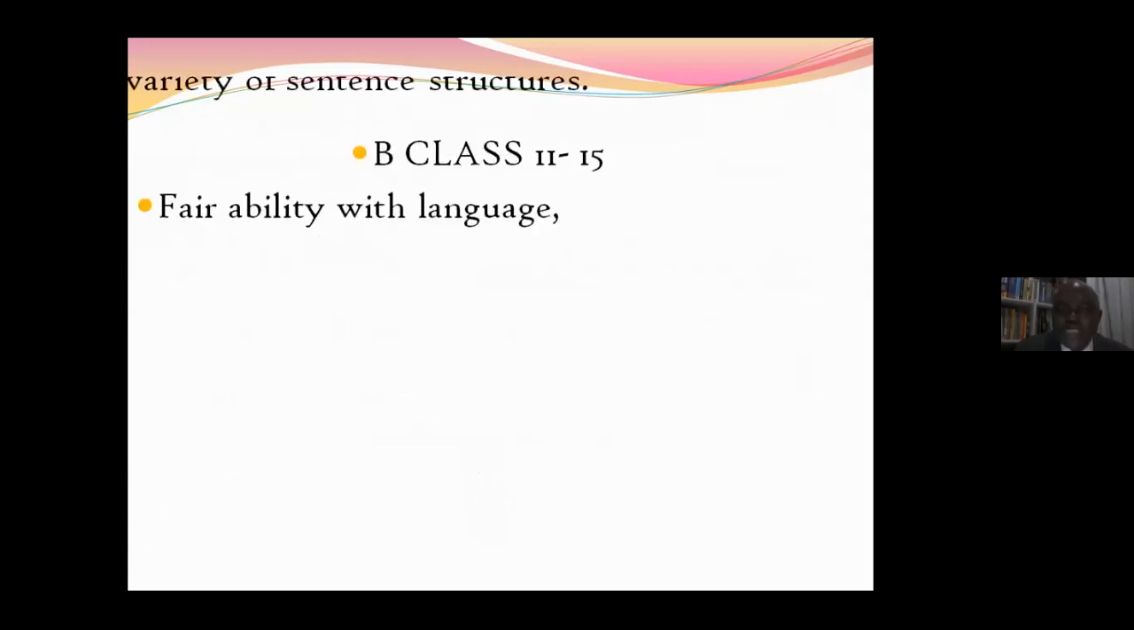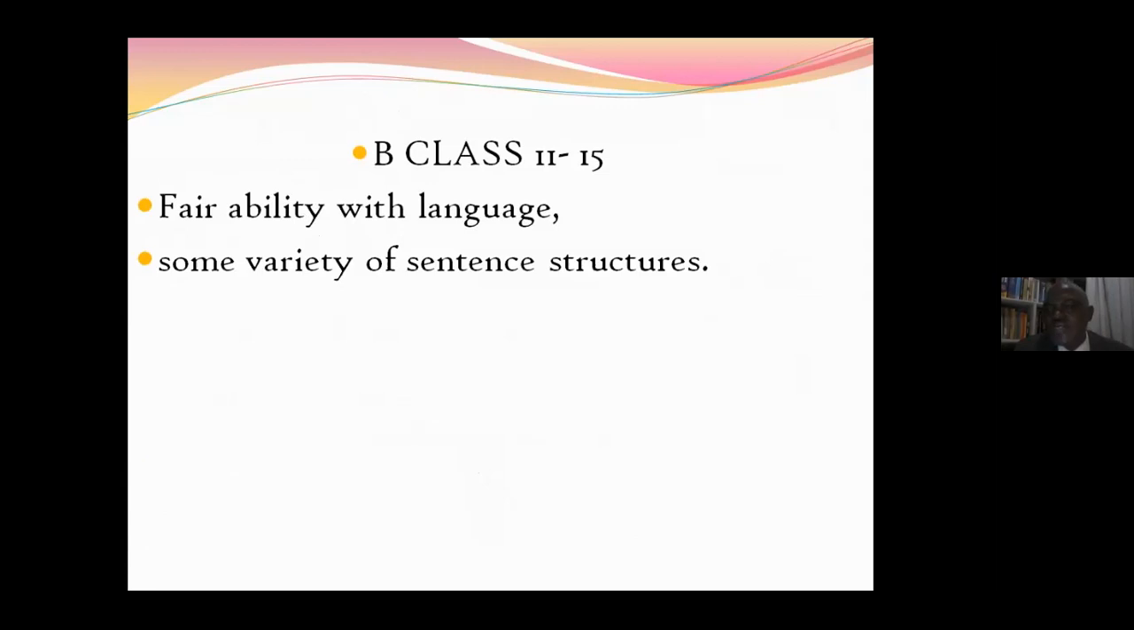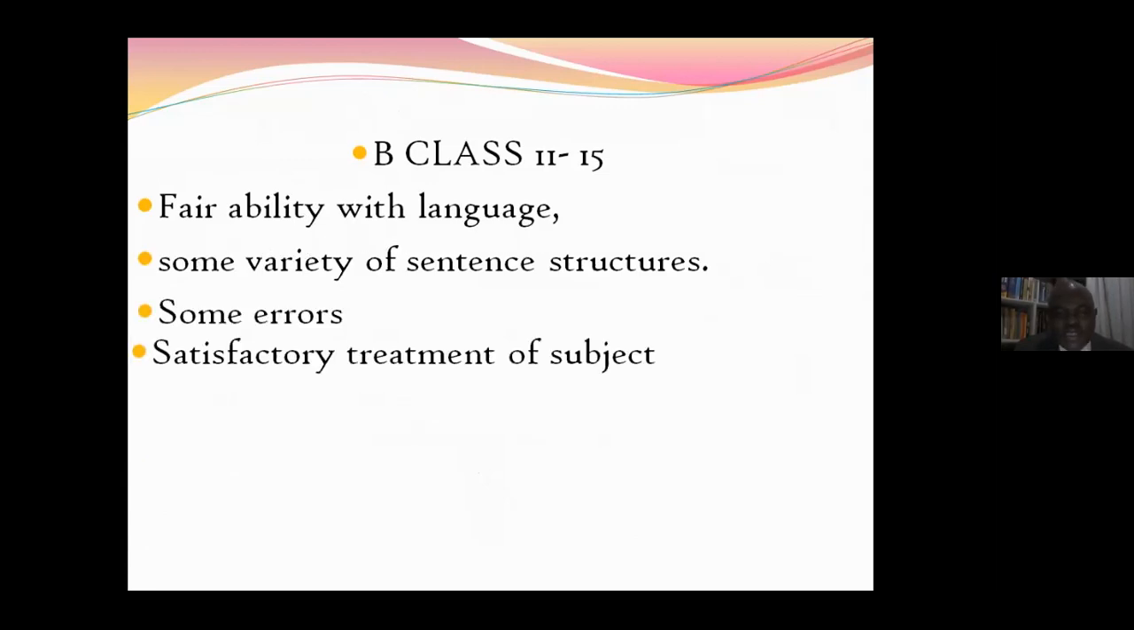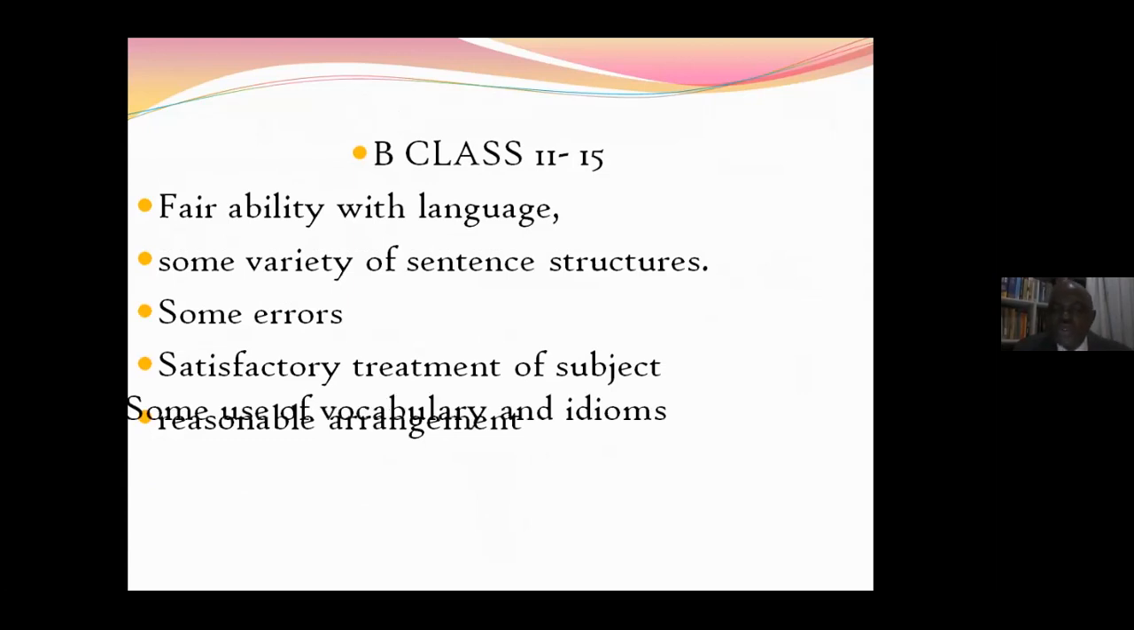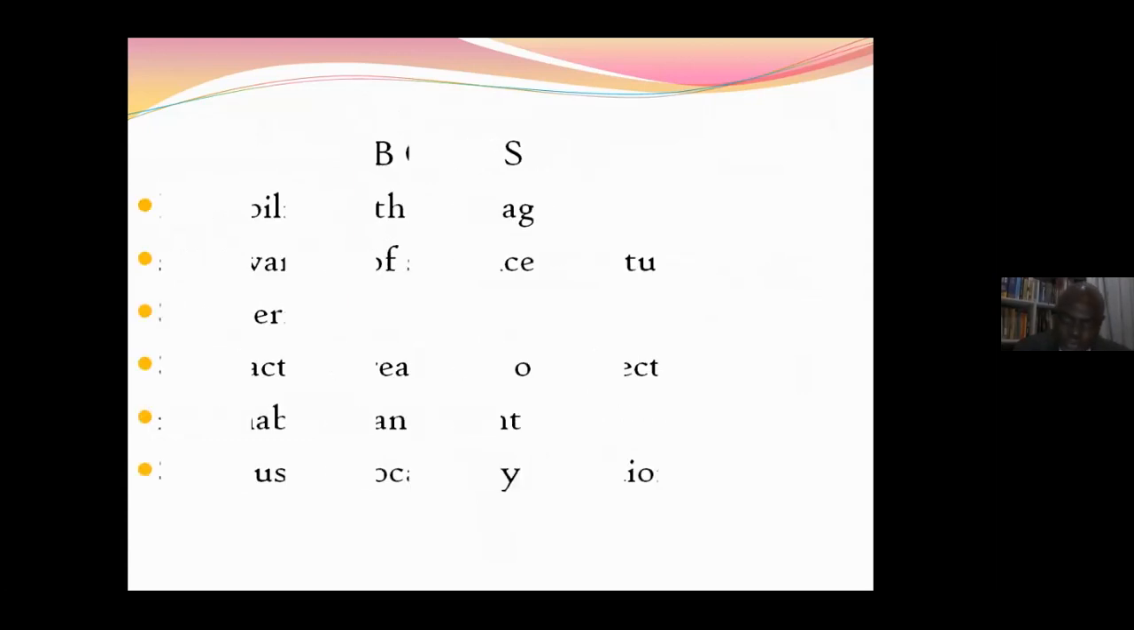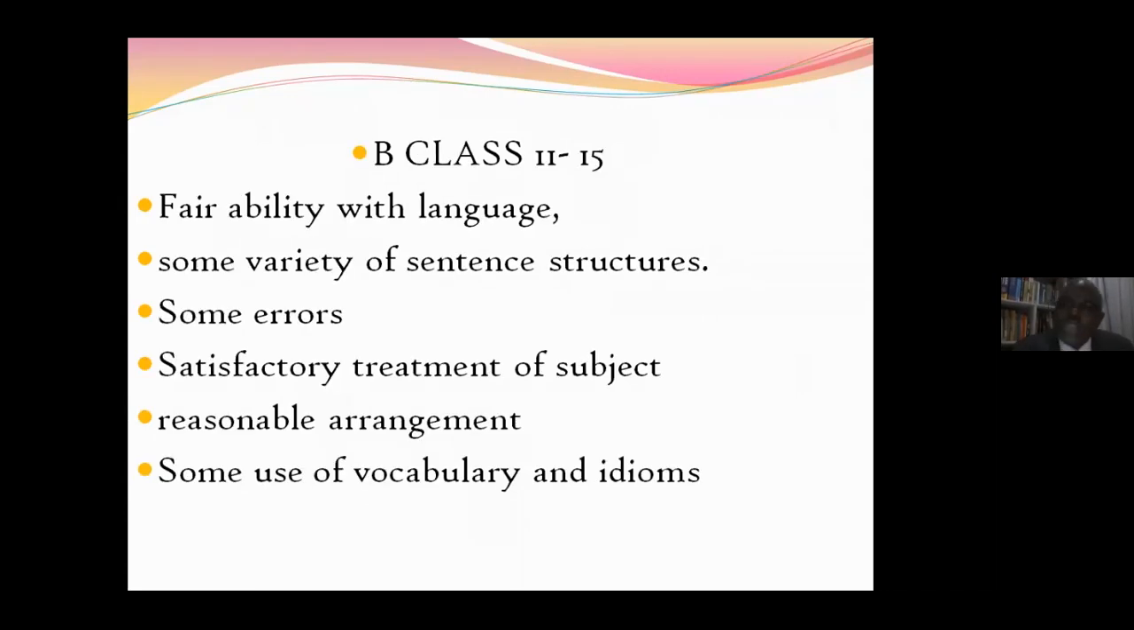B is 11 to 15. Fair ability with language, some variety of sentence structures, some errors, satisfactory treatment of subject, reasonable arrangement, some use of vocabulary and idioms. That constitutes a B script. So when you say this is a B script, you give it between 11 and 15.